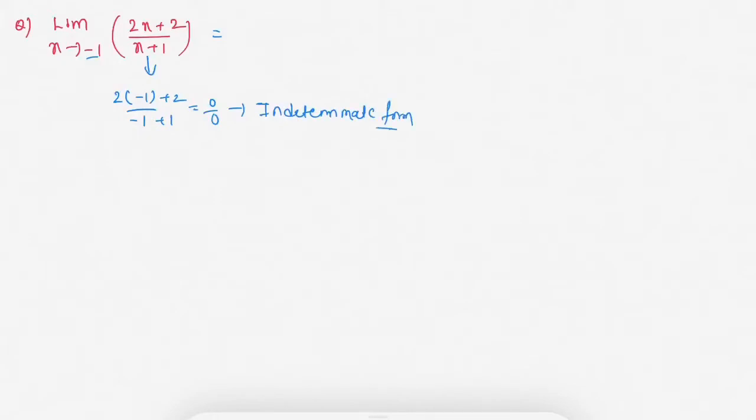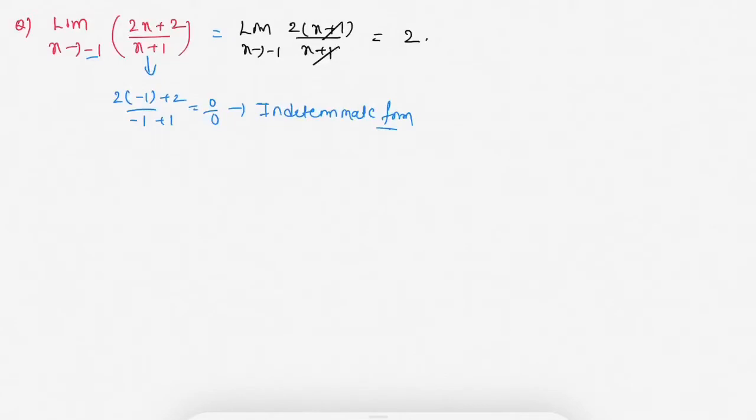So how can I solve this type of problem? To avoid this 0 by 0 form, I am taking 2 common in the numerator. If you take 2 common, you get 2 into (x plus 1) by (x plus 1). Then I can cancel out x plus 1 and x plus 1. Then as the limit x tends to minus 1, 2 will remain 2 only. So I got the limit easily.